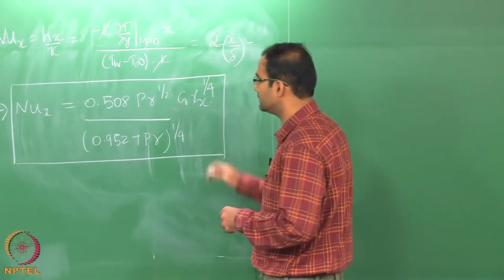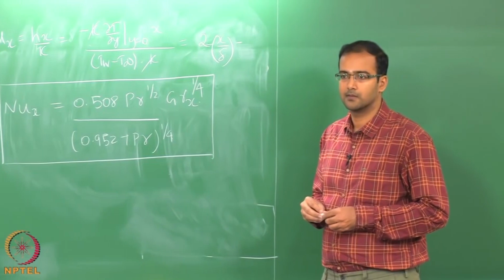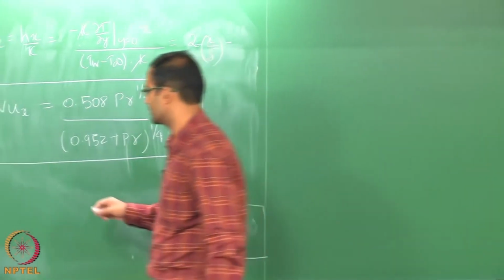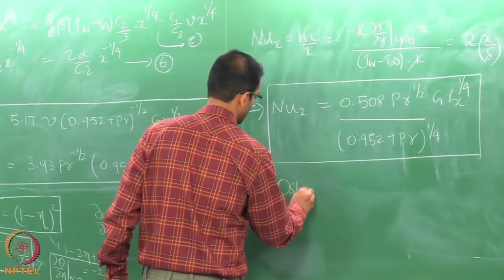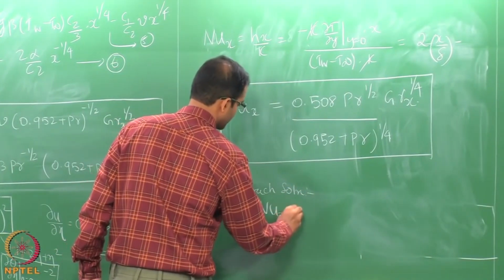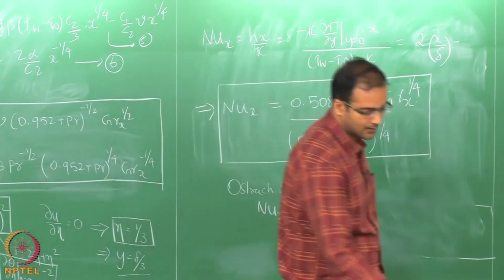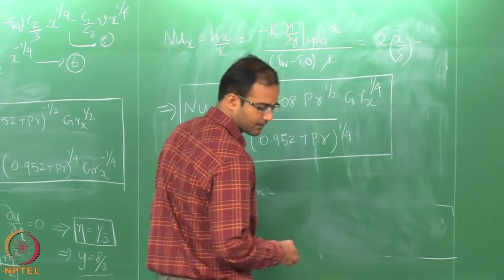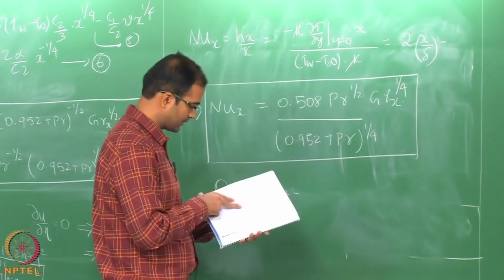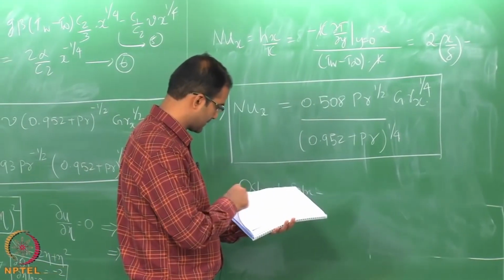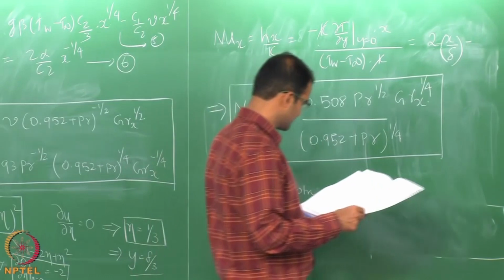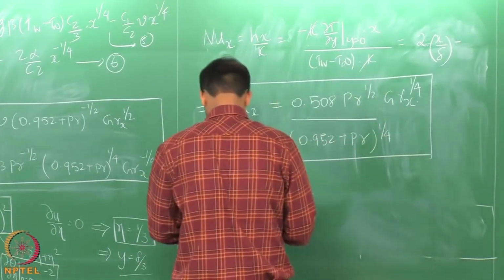Okay. So, therefore, we have the final expression, right. So, compare this with the Ostrach solution. What was the constant value there? In the case of Ostrach solution, let me just confirm it. 0.676.